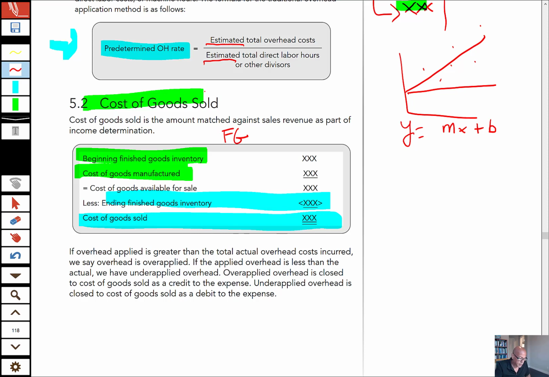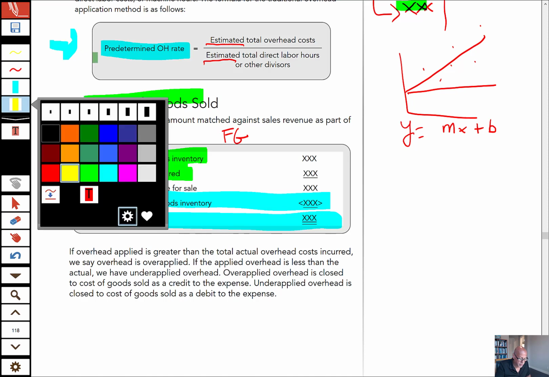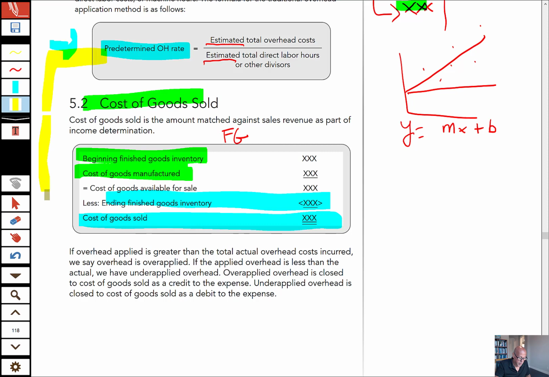Now, coming back, and I'm not sure I'm too happy with the way they load the information here, but if you take a look down here, if the applied overhead is greater than the actual, then we will have an over or under applied. If the applied is greater, then we have over applied. If the applied overhead is less than the actual, then we have under applied overhead, okay?